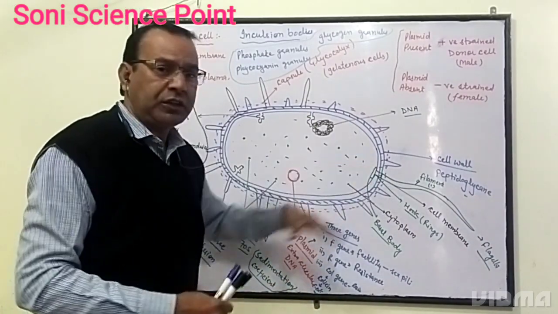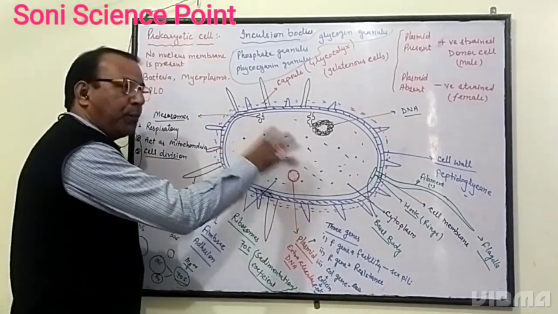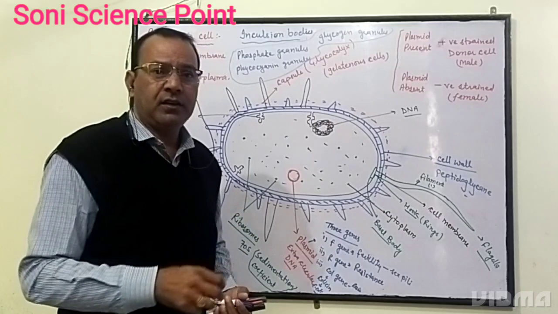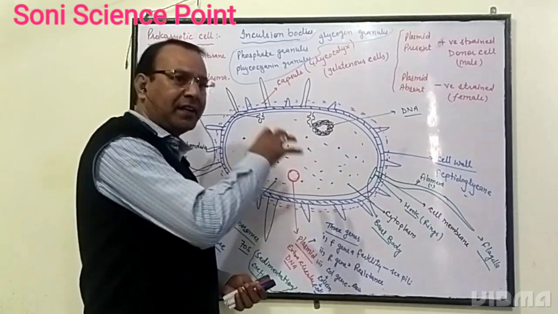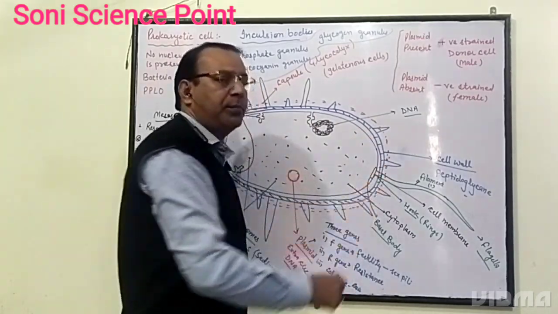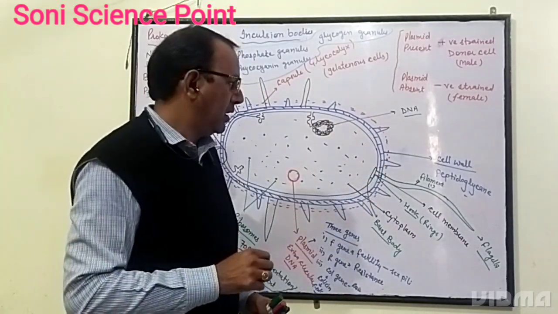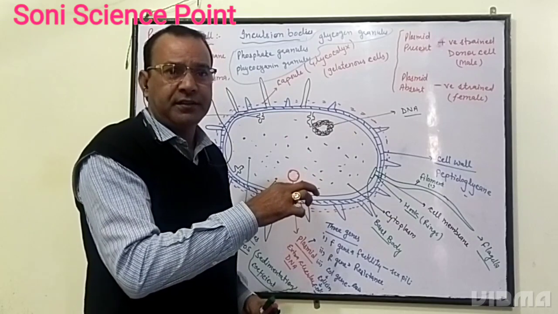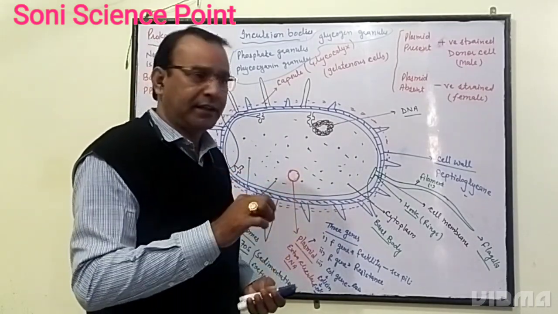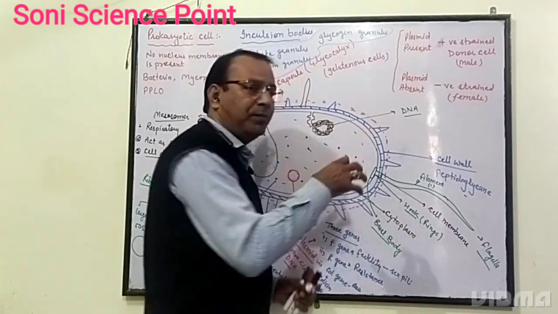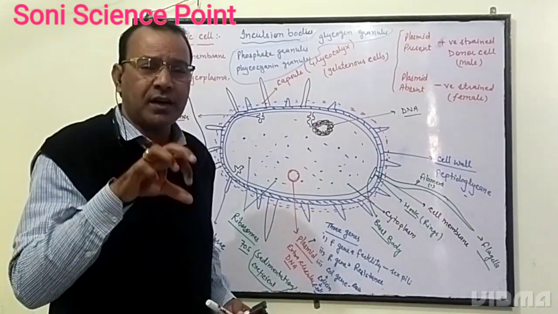Hello, one more thing is remaining: some prokaryotic cells may be stained with gram chemical substance, and if they are stained, the cell wall becomes purple in color. If they are not stained, then that is called gram negative. So what is gram positive and gram negative?